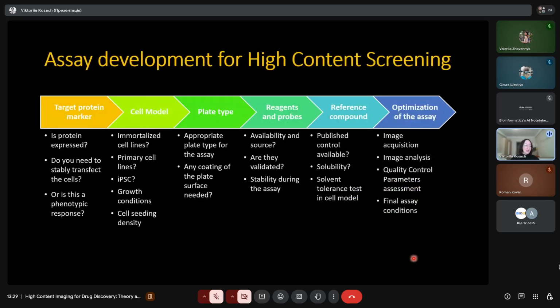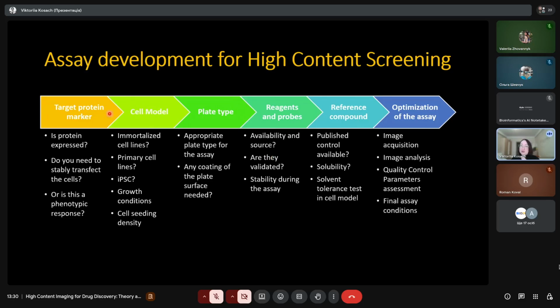Okay, so we looked at the applications of high content imaging. What about assay development for this automated microscopy? Assay development will be more or less the same for all stages of drug discovery and high content imaging, with some small differences.